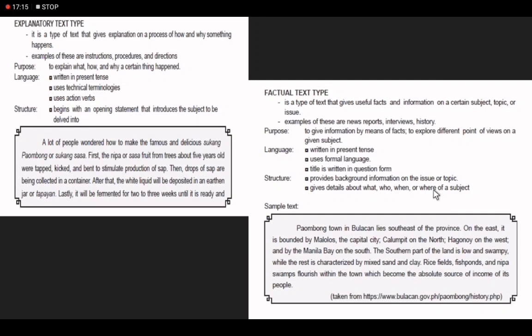Uses formal language. Title is written in question form. Provides background information of the issue and gives details about what, who, when, or where of a subject. So we see here, which is taken from bulacan.gov.ph pombong/history.php, a sample text of a factual text type because it gives useful facts and information about the town of Pombong.